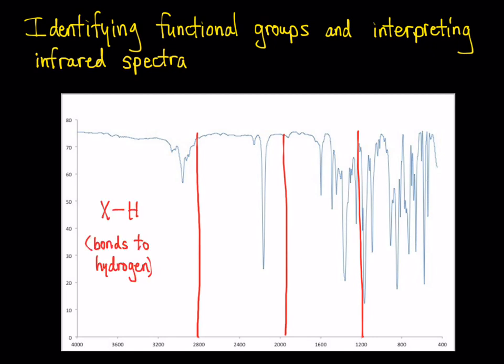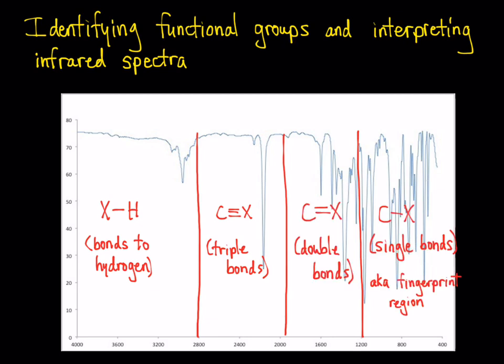The first region, above 2,800, is characteristic of XH bonds, or bonds to hydrogen. Triple bonds come at slightly lower frequency, followed by double bonds and finally single bonds. This final region can be very complex and there are often peaks that overlap, and another name for this region is the fingerprint region.